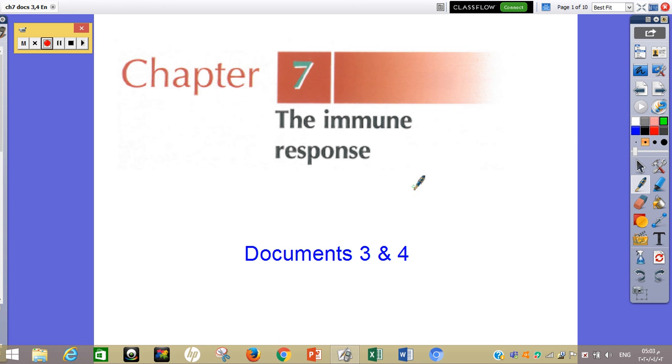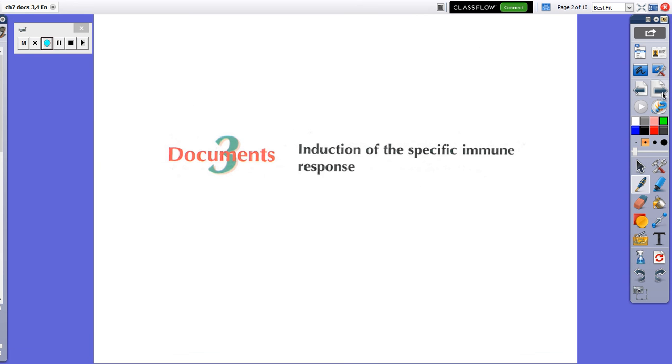So now in this video we will study documents 3 and 4 concerning the induction of the specific immune response with its two types, humoral and cell-mediated. So the transition between the non-specific and the specific immune response will be detailed in this study.